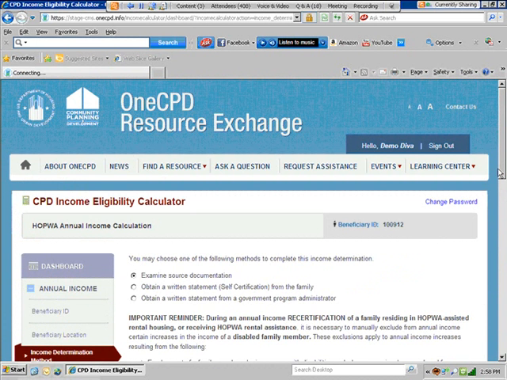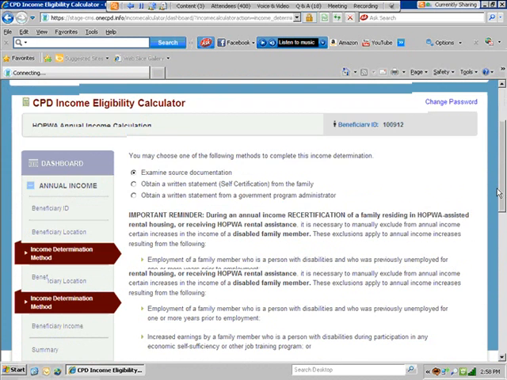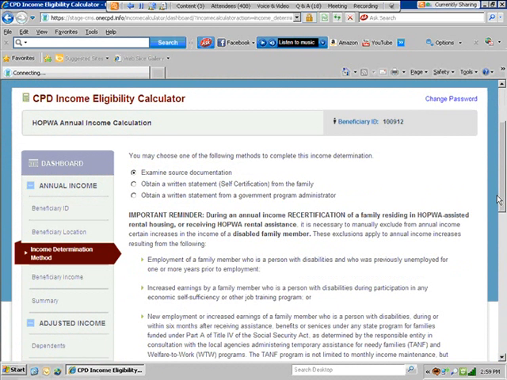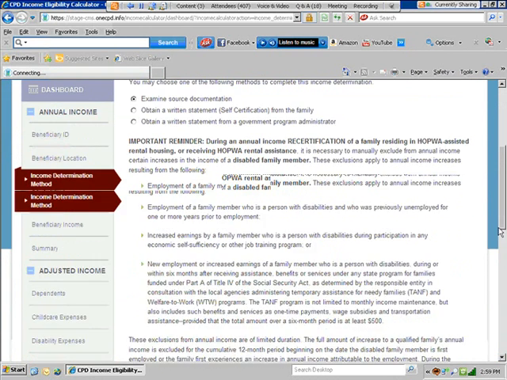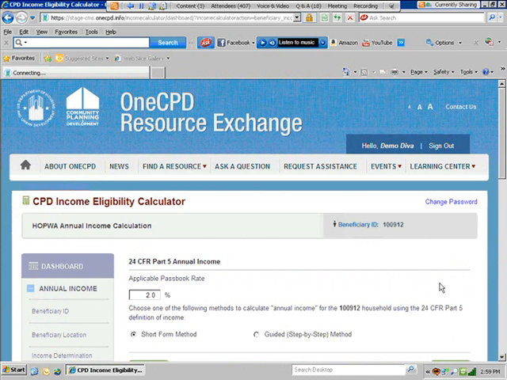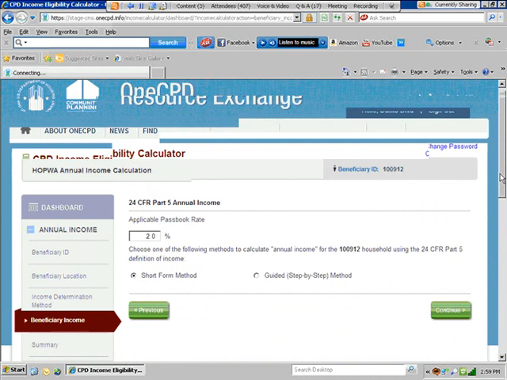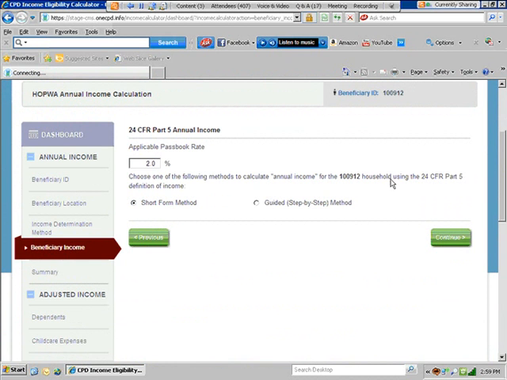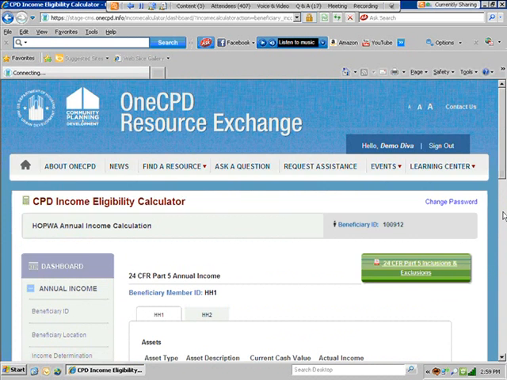And then HOPWA, you have a couple of options here. For HOME, we're always looking at source documentation if it's initial eligibility. But this gives the option of a self-certification for the household or family in this case, or a written statement by a governmental program, but I chose source. I think most people are using source documentation. I want to make sure that we get to the summary page so you can see what it is, but we mentioned this imputed asset calculation. This is that passbook rate, and I will illustrate that in a second.